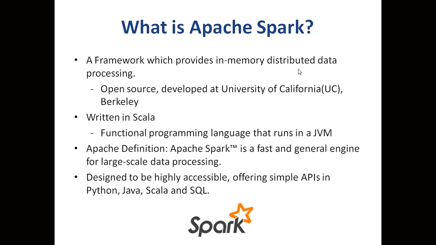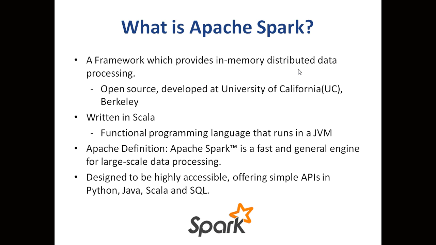What is Spark? As per Apache definition, Spark is a fast and general engine for large data processing. Spark is a framework which provides in-memory distributed data processing. In-memory means you can do all the computation on memory, meaning RAM. It is also an open source framework developed by University of California, Berkeley.